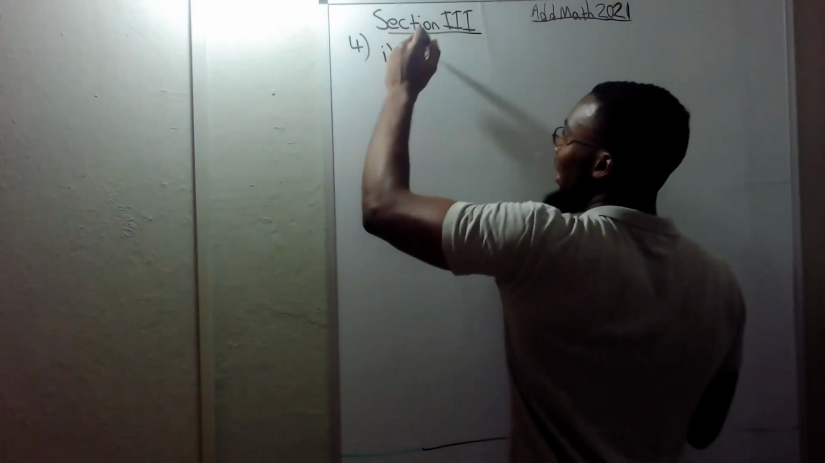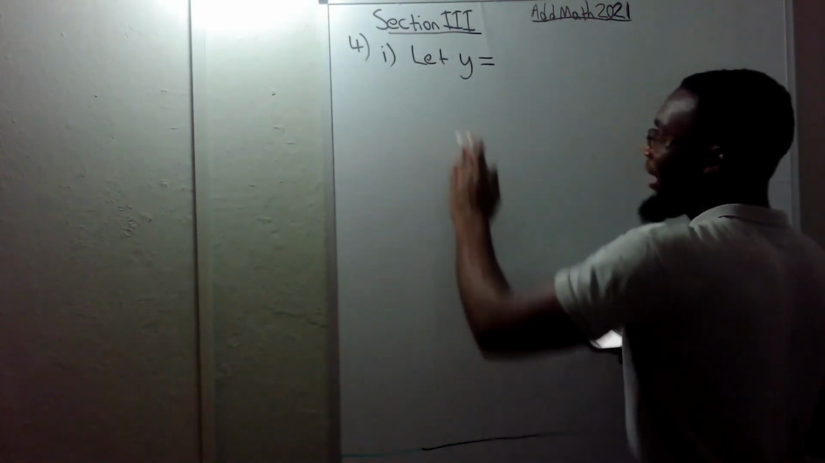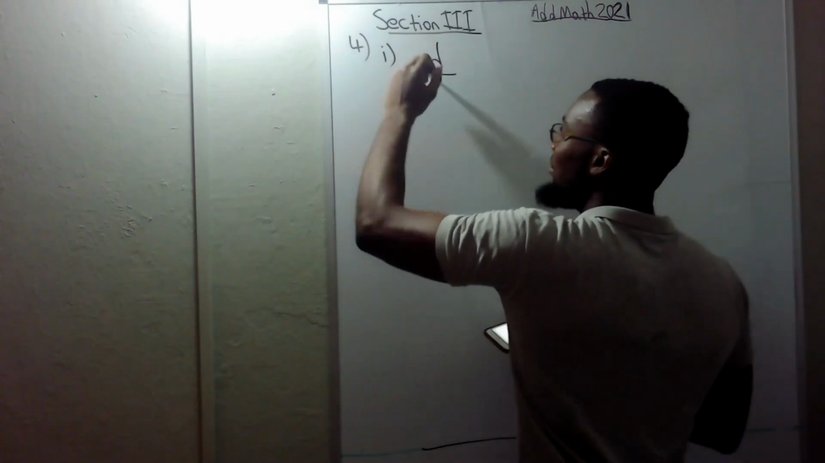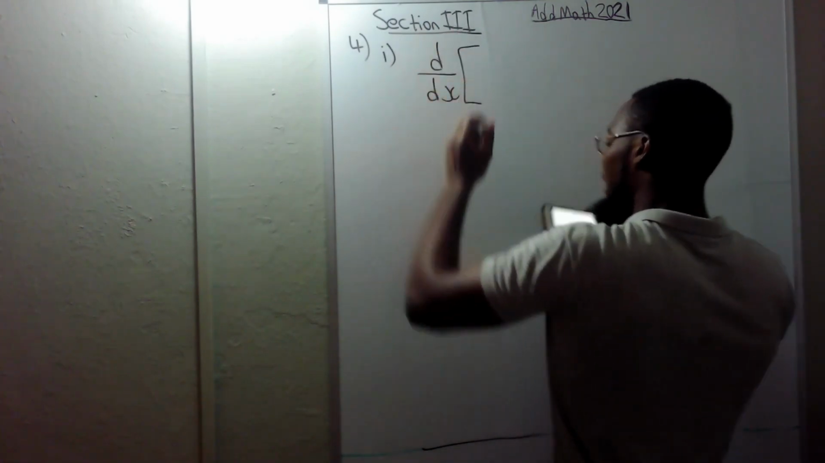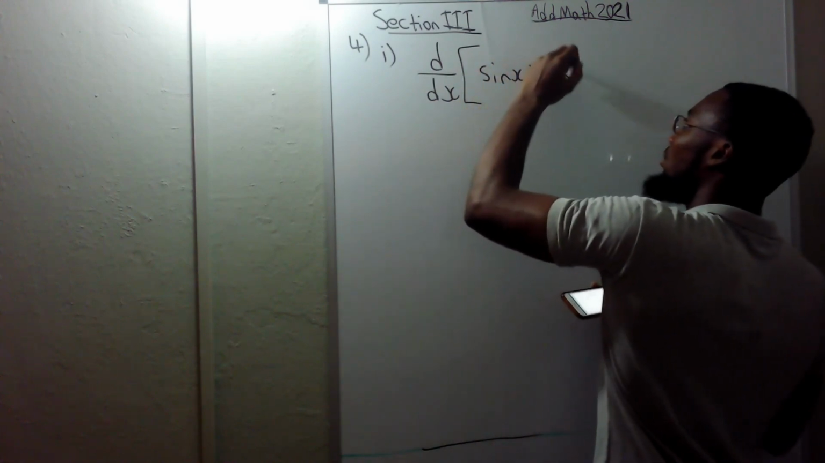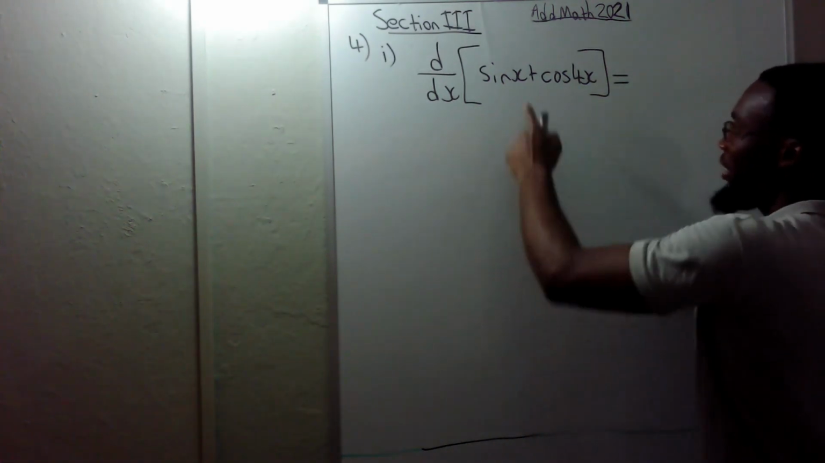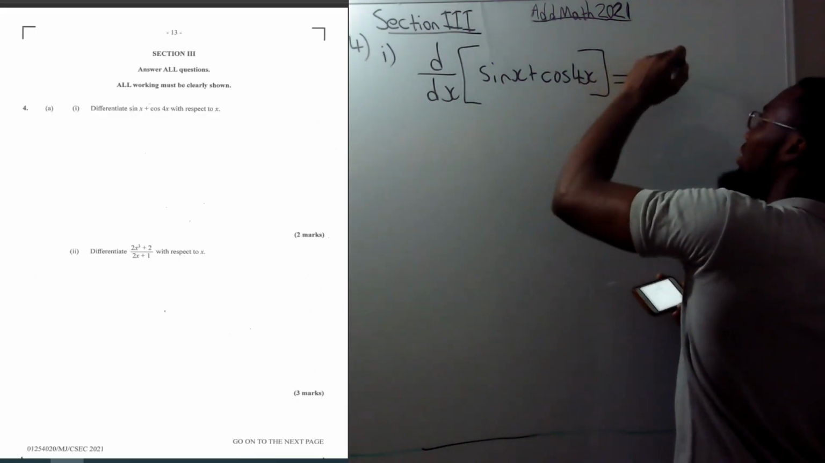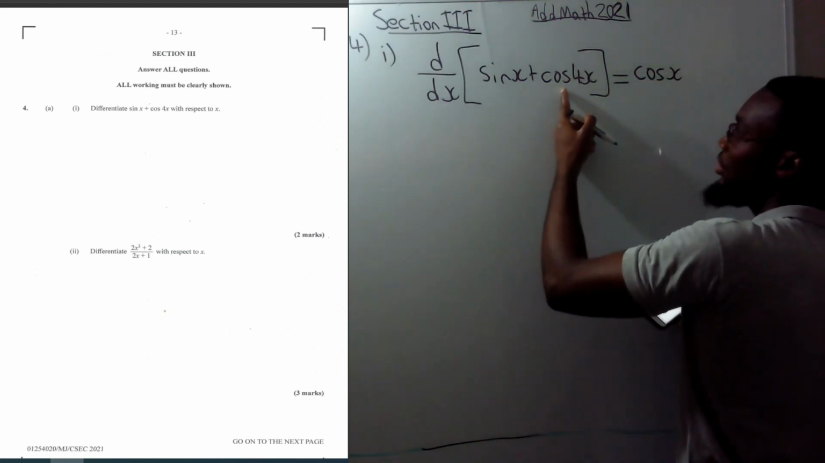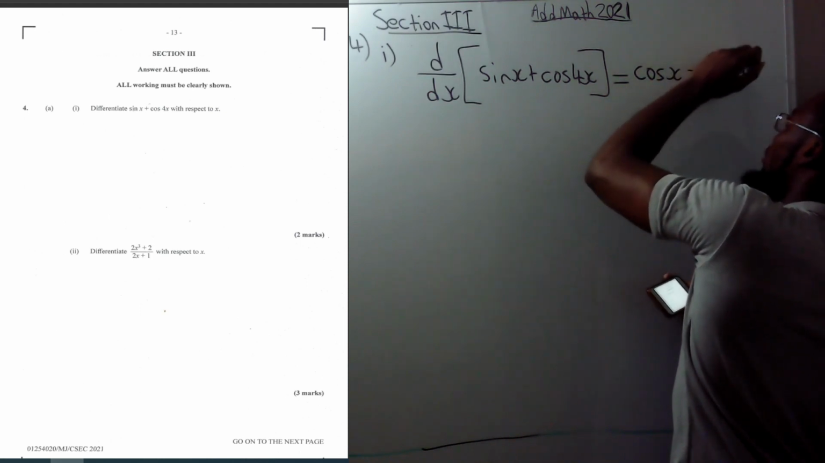I'm going to just call it y, so it's easy. Let y equal, or you don't have to call it y. If you want to differentiate an expression, just do this: d by dx of the expression given, sine x plus cos 4x. When you differentiate sine, you get cos x plus, when you differentiate cos, you get negative sine, but you get negative 4 sine 4x.